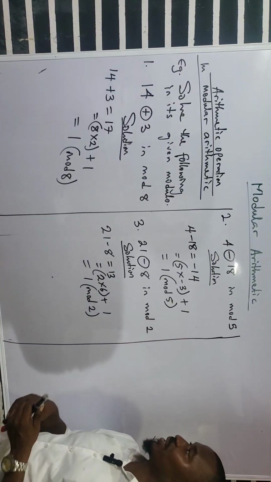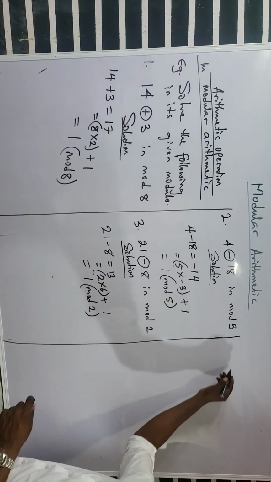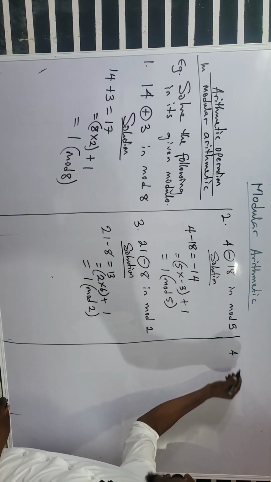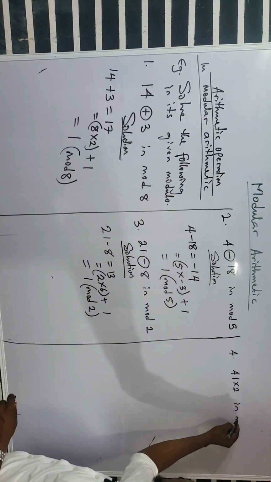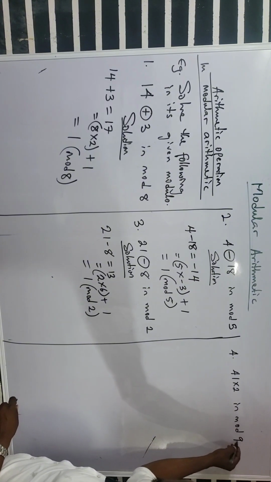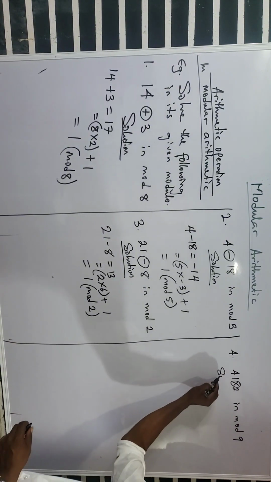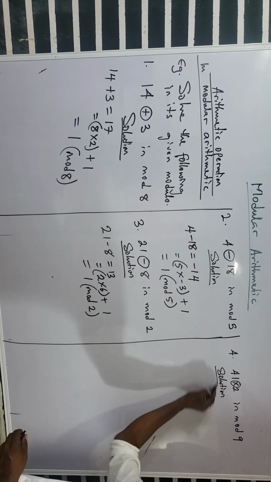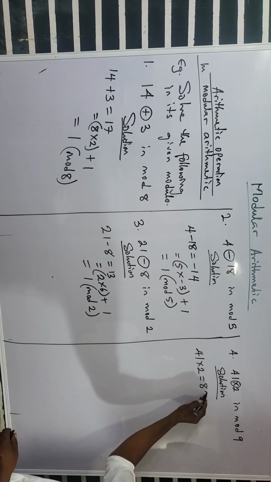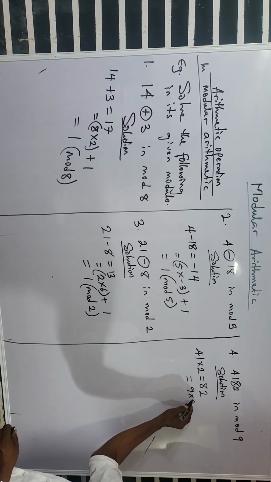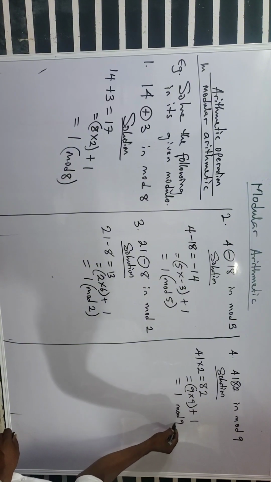So let's move to multiplication. Let's solve one problem in multiplication. It's still the same way, okay? So in multiplication, let's take that as our example 4. If we have 41 times 2 in modulo 9, let's have our solution. 41 times 2 will give you 82. So that will give us 9 times 9 plus 1. That will give us 1 modulo 9.